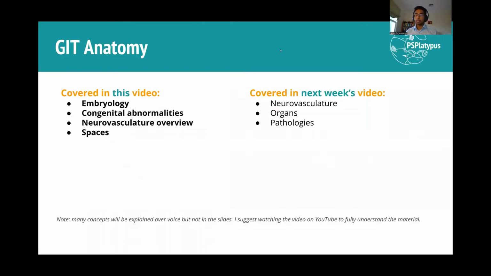So we're going to more or less split our GIT anatomy coverage between this week and next week, at least in terms of the in-depth stuff. This week, you've hopefully already watched the overview of the GIT that Deepak put out. I'm going to be covering the embryology and how that turns into both congenital abnormalities when things go wrong, and also just the normal anatomy of the gut when things go right. And how that has implications for the spaces of the gut and also for the neurovasculature of the gut.